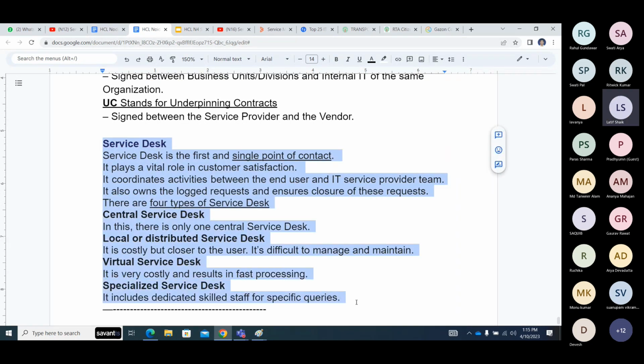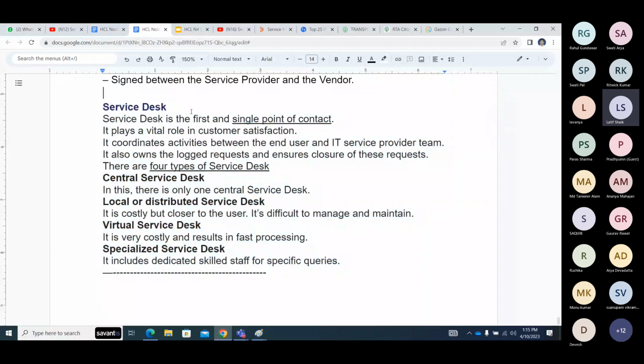One line, guys, this is service desk again. What is the service desk? It is the first and single point of contact. It plays a vital role in customer satisfaction. It coordinates activities between the end user and the IT service provider team. Vital role means important role.